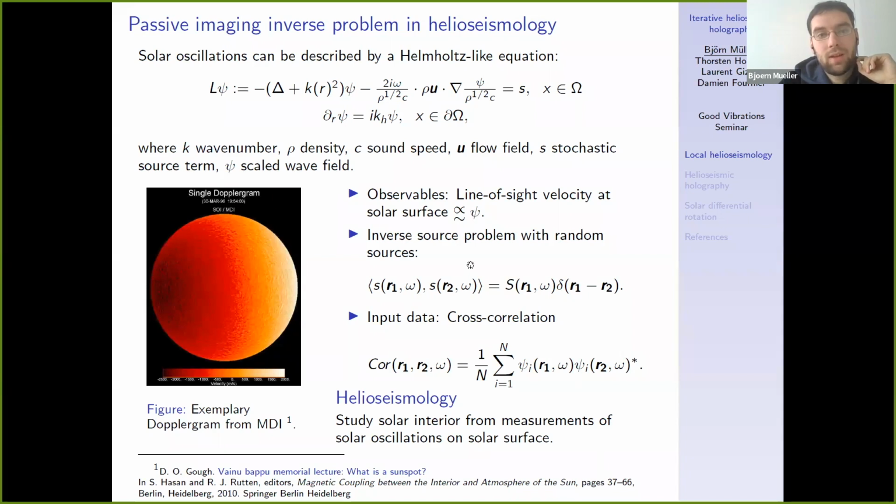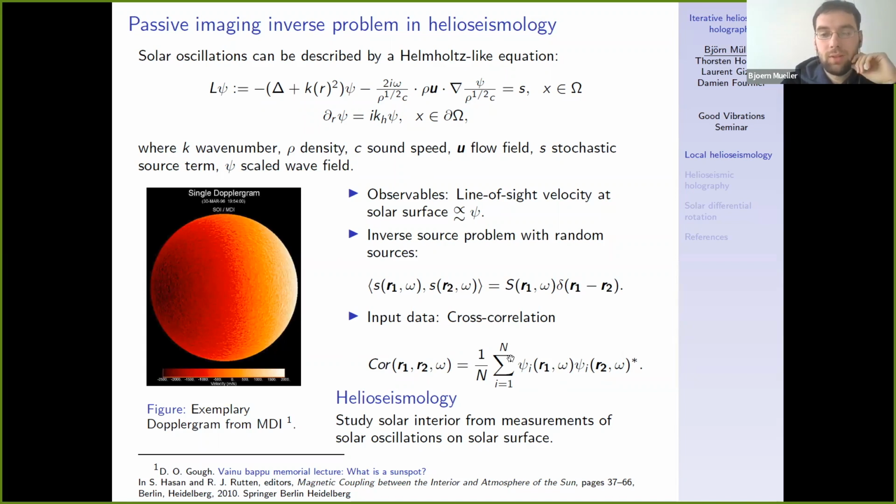Then in order to define our passive imaging problem: the difference between a passive imaging problem and an active imaging problem is that in an active imaging problem, we know the sources. But in a passive imaging problem, the sources are stochastic and we only know some distribution about the sources. So the passive problem is harder than the active problem. Here we assume this relation for the source strengths. So we have spatially uncorrelated sources, and there are also no cross terms between different frequencies. Our input data consists of cross correlations between two different points of the solar surface at one frequency. So it can be written down in this form.